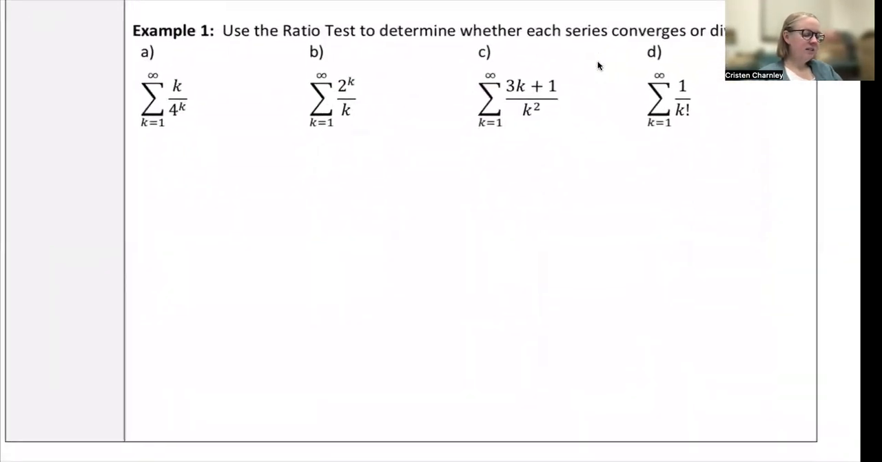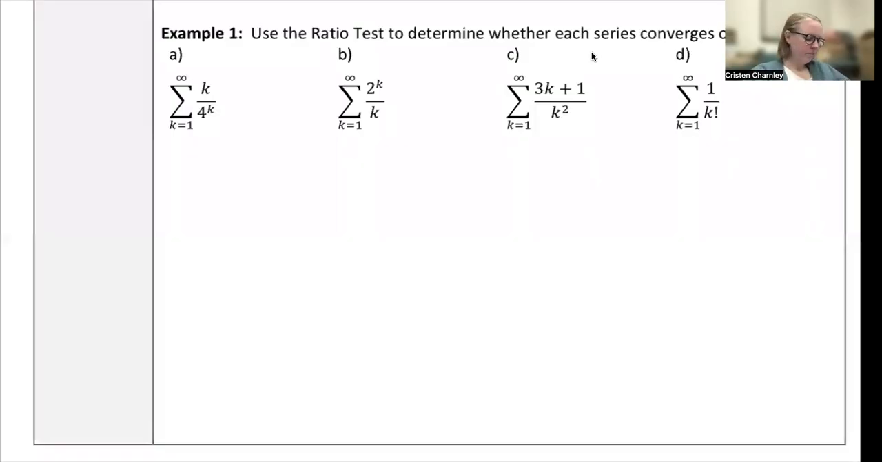Use the ratio test to determine whether each series converges or diverges. Now, I did not leave us a lot of space here. You might want to work on a problem and then visit it again. All right, so we are going to use the ratio test. So I'm going to give myself a little bit of extra space here. I'm going to do letter A.